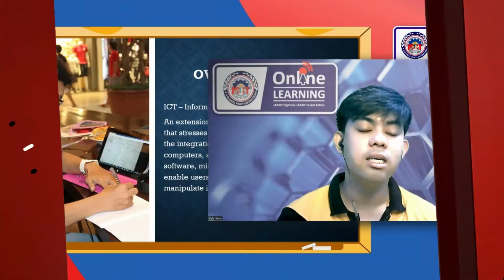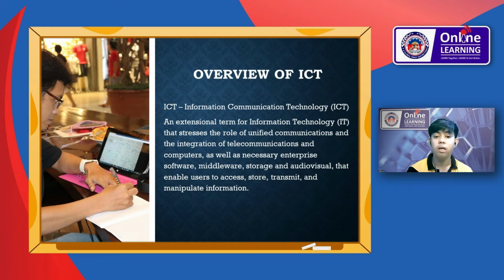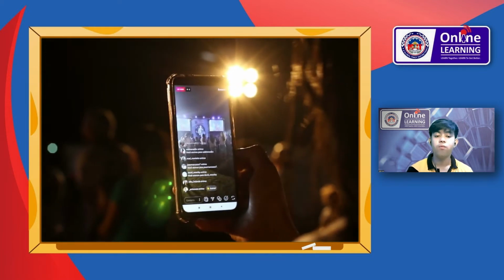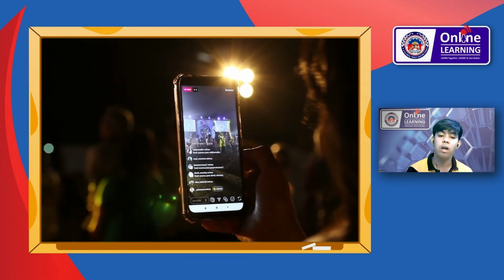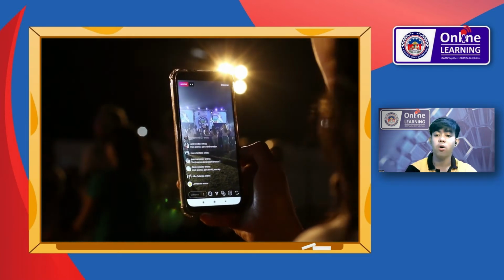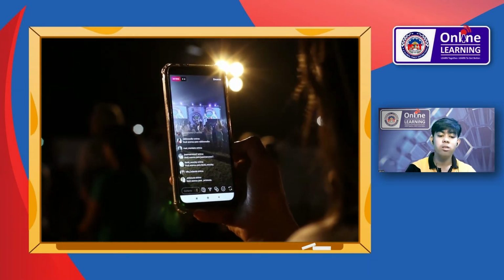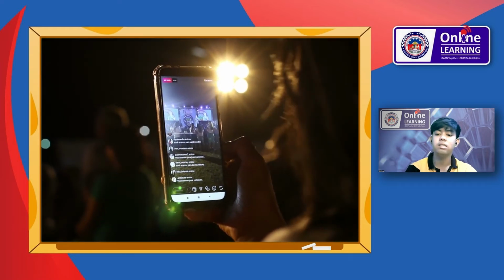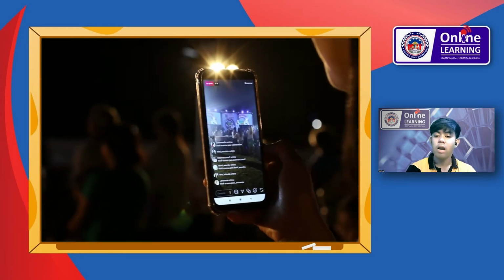ICT, or Information and Communications Technology, is an extensional term for information technology that stresses the role of unified telecommunications and the integration of telecommunications and computers. It also refers to the convergence of audio-visual and telephone networks with computer networks through a single cabling or link system.